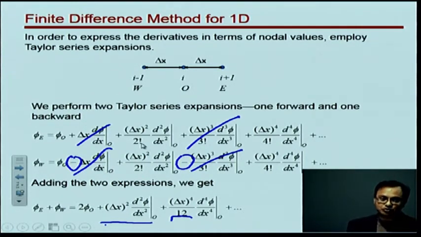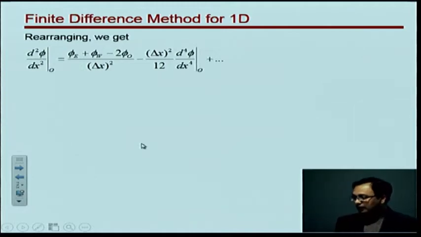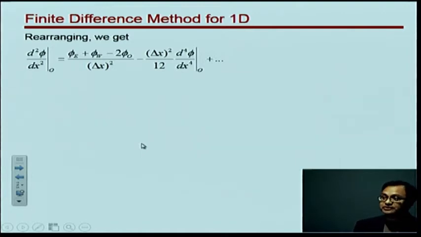All right, so what we're going to do now is rearrange that and write our second derivative, which is what we are trying to derive, the expression for the second derivative at node 0, because our governing equation has d squared phi dx squared equal to s phi. Okay, so that's our second derivative in terms of everything else in that equation.